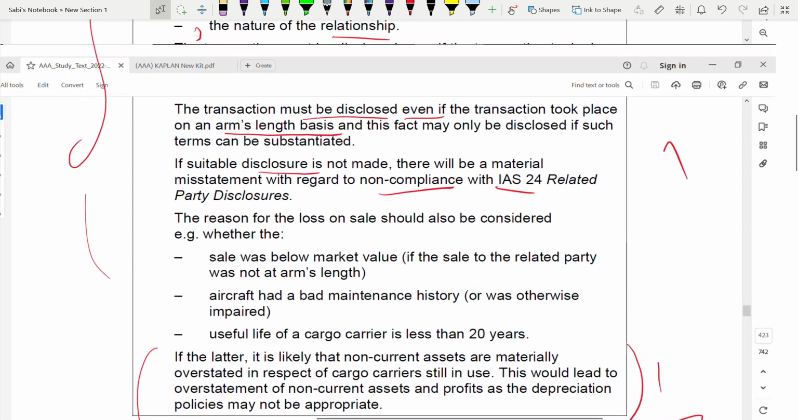Here, what you're disclosing is the reason for the loss on sale. Usually we sell at a profit, but it's a thing to worry about. Why is it at a loss? This should be considered. There could be 3 reasons. Maybe the sale was below the market value, which means it's not at arm's length. Maybe that aircraft had a bad maintenance history, or it's impaired. Or the useful life of the cargo carrier is less than 20 years. Maybe that's why you have sold it at a loss.